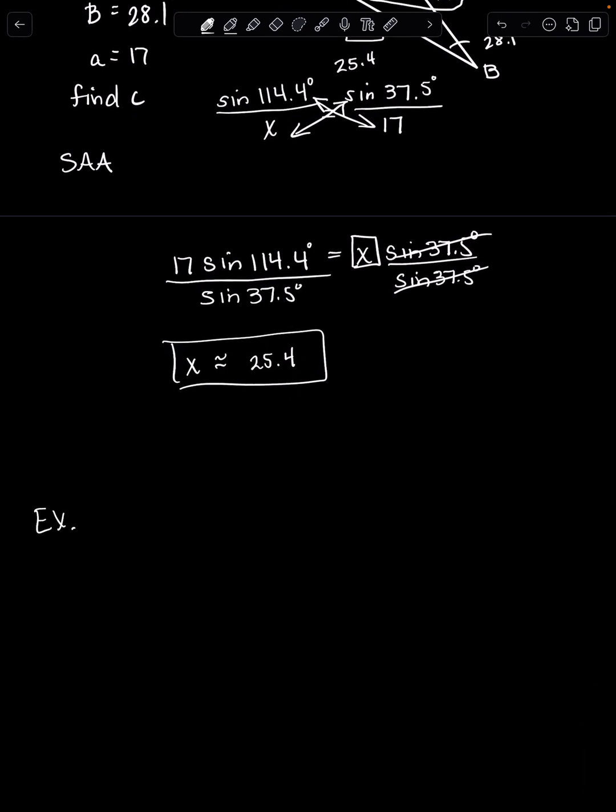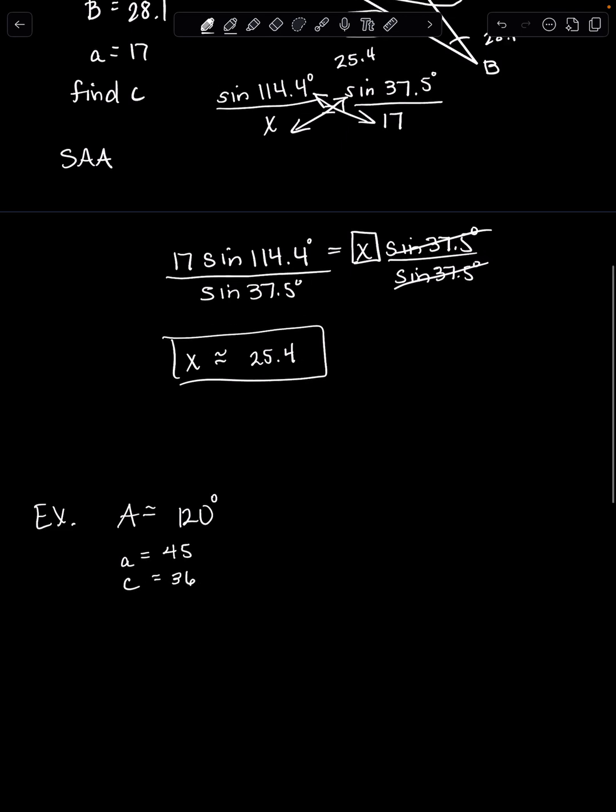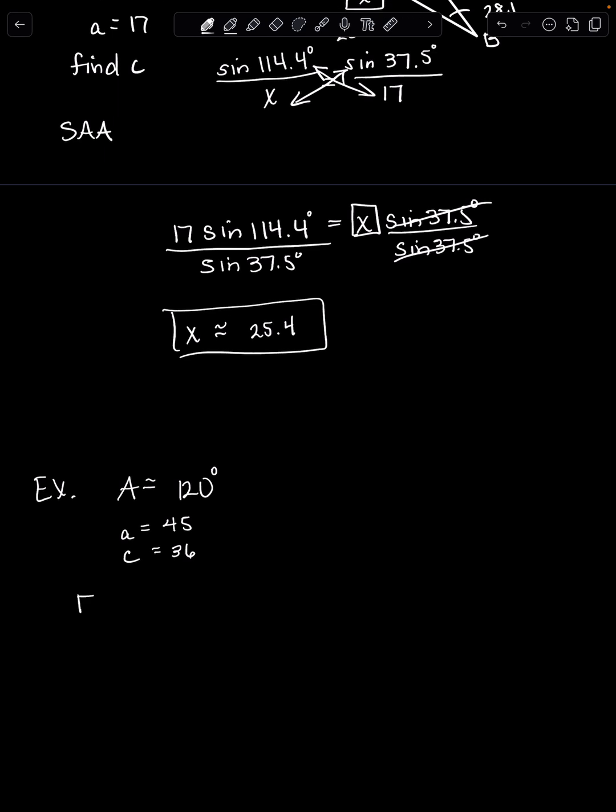All right, so we're given that angle A is 120 degrees. We're given that side A is 45. We're given that side C is 36. And we are told to find angle C. All right, so let's draw a picture.